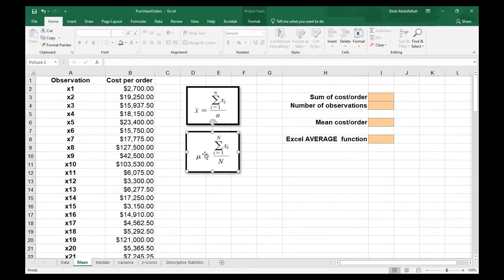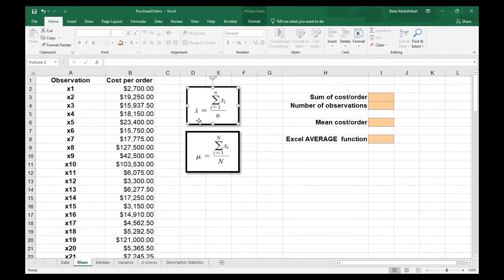And what I have here on the spreadsheet are two formulas, and these are statistical formulas that represent how to compute the mean. One of them is related to sample data, and then the other one is related to the population. And the steps are pretty much the same. It's just the notations are a little bit different.